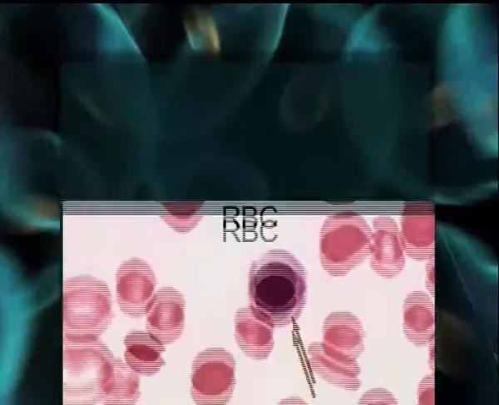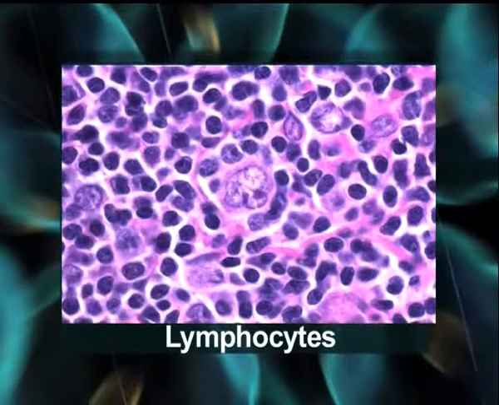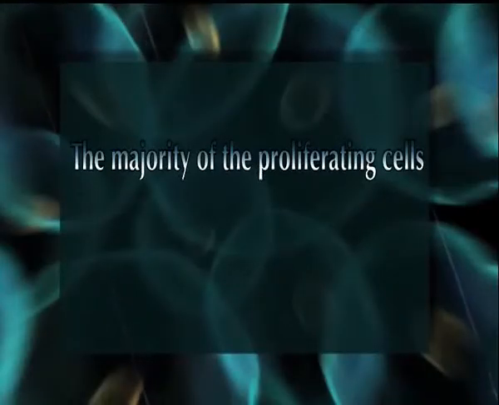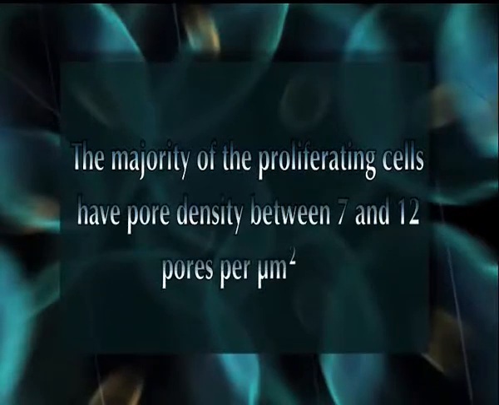The density is low in slowly metabolizing cells and in other cells during relatively inactive phases of their cell cycles. In the nucleated red blood cells and lymphocytes, which are highly differentiated but metabolically inactive and non-proliferating cells, pore density is as low as approximately 3 pores per micrometer square. The majority of the proliferating cells have pore density between 7 and 12 pores per micrometer square.